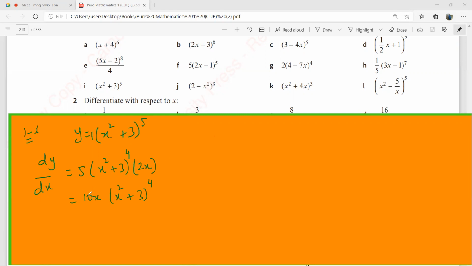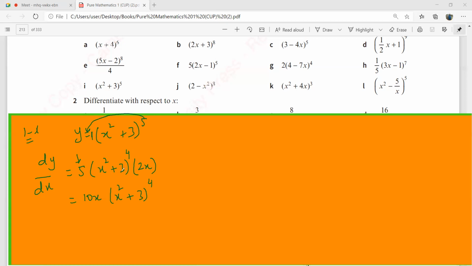Derivative is something that you get after differentiating. Like you see, this is 5 into 1. You get this 5, and then you take 1 power from this, n minus 1, that is 4. And then you differentiate whatever is inside these brackets. So what is the derivative of x squared plus 3? Derivative of x squared is 2x.